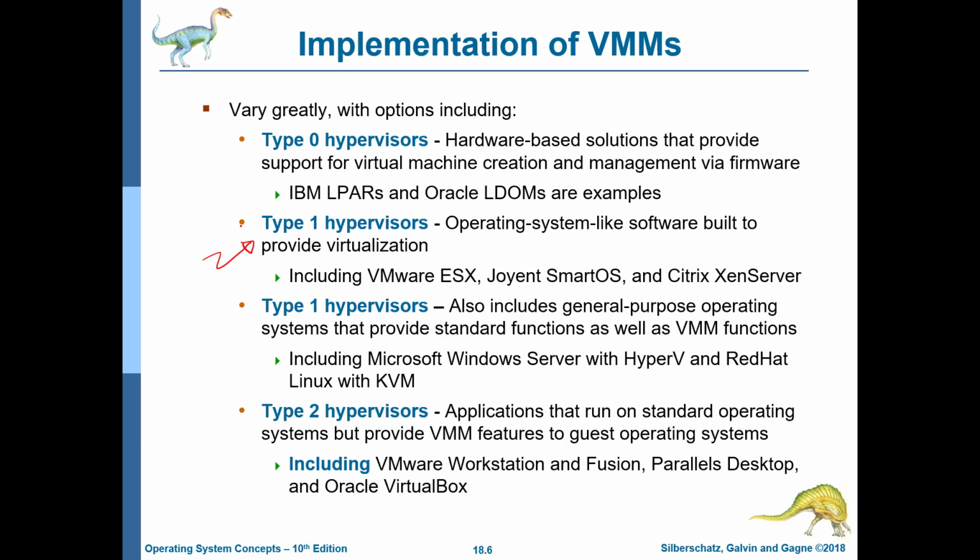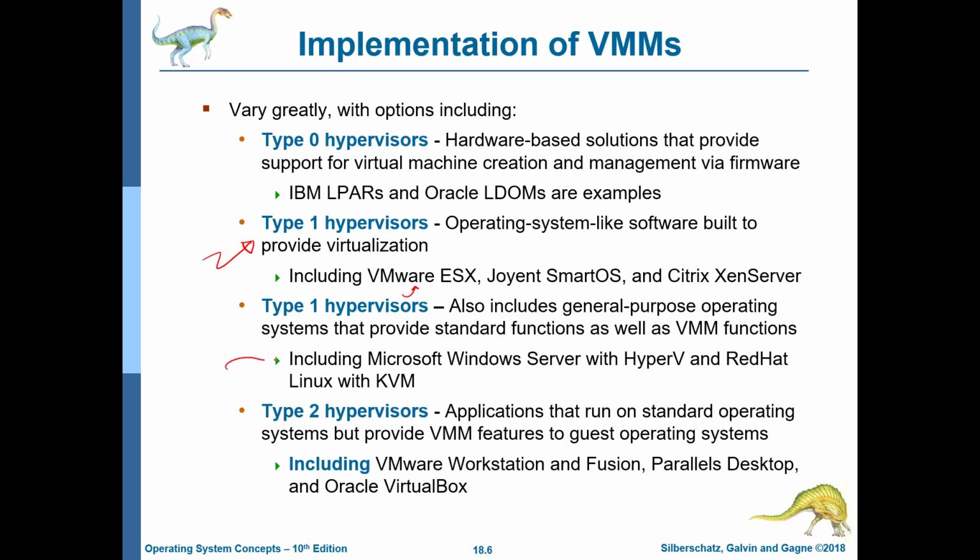So there is another class of type 1 hypervisors which are extremely popular in a non-enterprise setup, let's say a university setup. But for an enterprise-like setup, these are software that are built like an operating system, but it's a very thin layer in the sense that they do not provide all the features of a regular operating system. But definitely the features that they provide are enough for virtual machine creation, operation and management. So these include VMware ESX, Joyent SmartOS, Citrix XenServer, and so on.